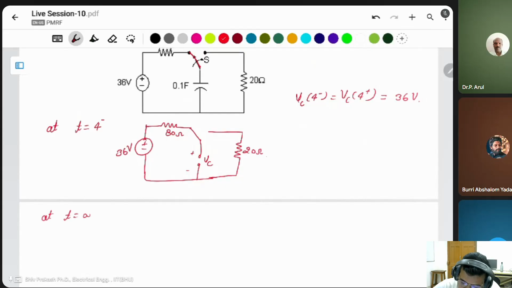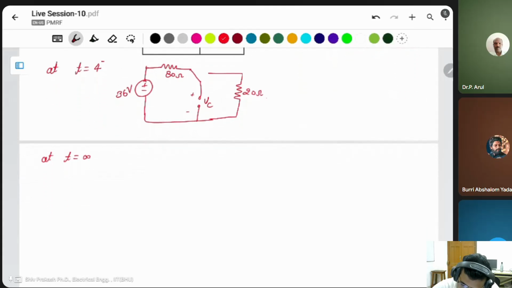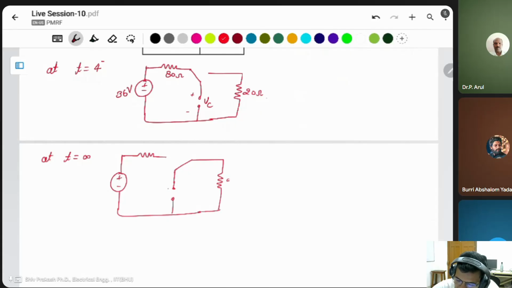Same, t equal to infinity, the final value. What is the circuit at that time? Again the capacitor behaves like an open circuit, and the switch is closed because of the 20 ohm resistor. In this condition, VC at infinity is equal to 0, because the total voltage of the capacitor is discharged by infinity time.